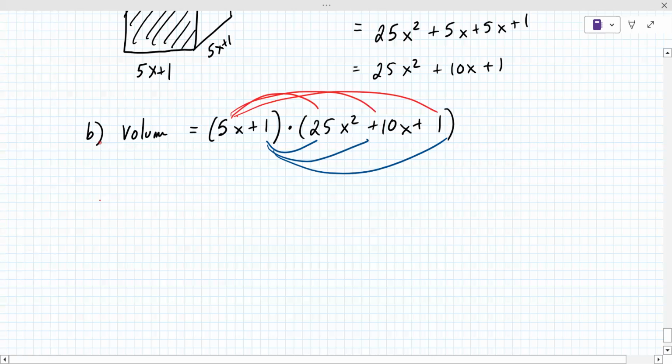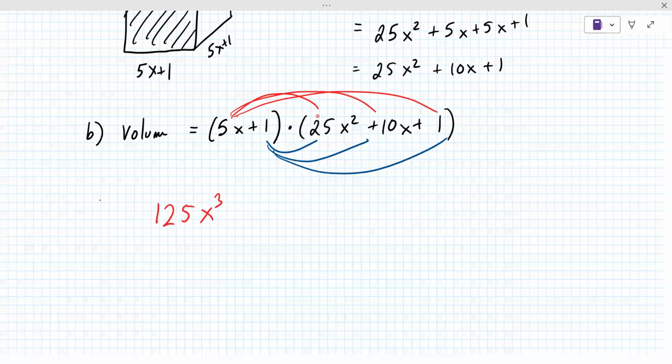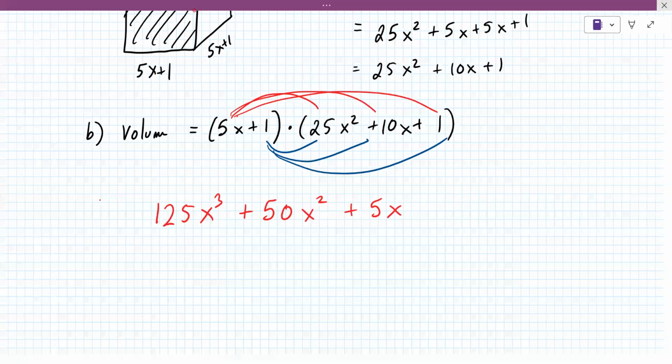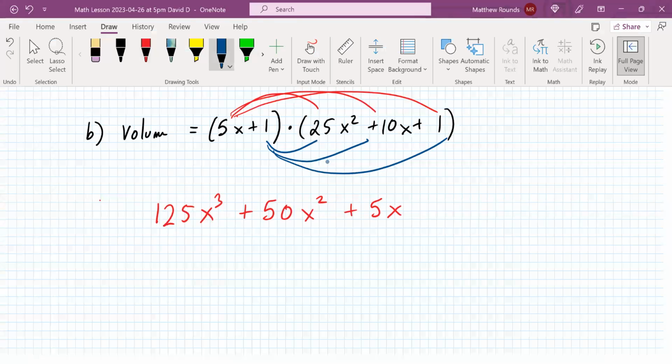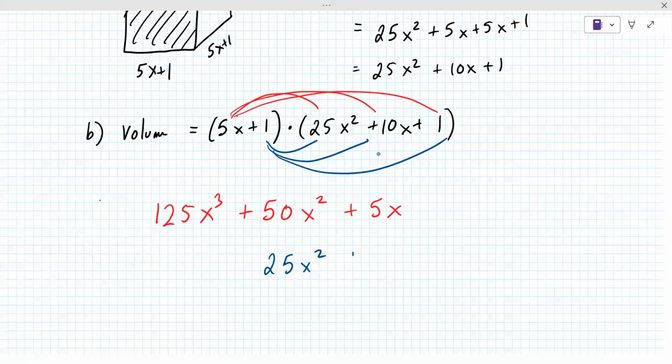5x times 25x squared. So that kind of first one there, that's 125x cubed. Right. And then 5x times 10x is 50x squared. And then 5x times the 1 is 5x. Then you have to do the same thing with the 1. Oh, okay. I was just multiplying by 5 instead of by 5x. Okay. And that will do it. You can see here there's going to be some lining up of terms, not all of them, but some.